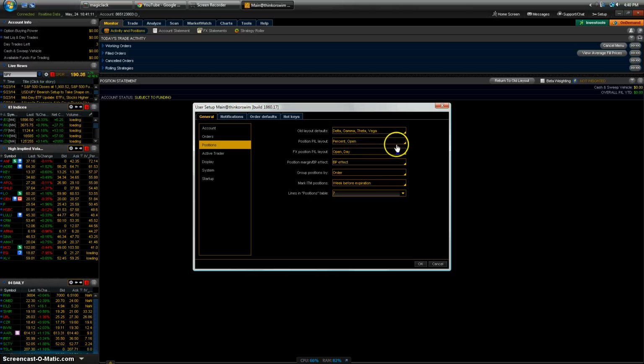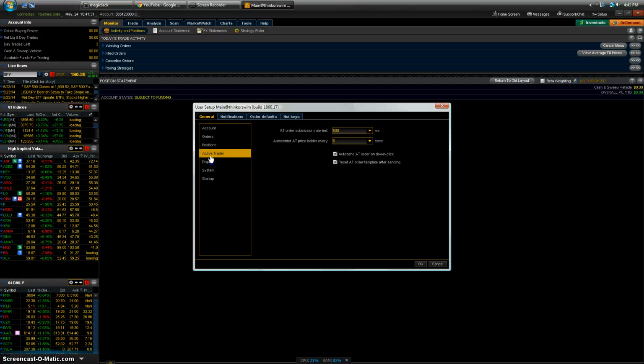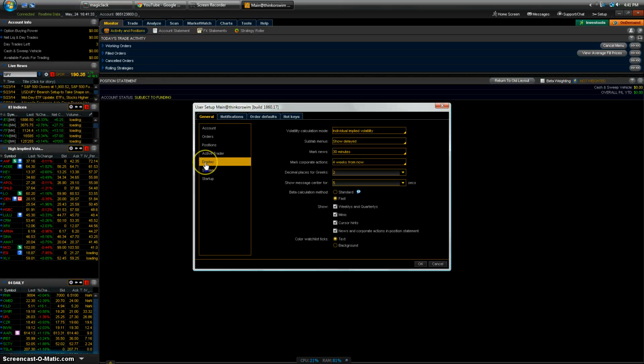But this position out here, if you change it to percent open, you can see how much you're up since the position has been opened. Here are your different options: percent open, since opens, just for today or for the year. I have it for since you opened that position. Okay, active trader. I don't remember setting these up for anything.